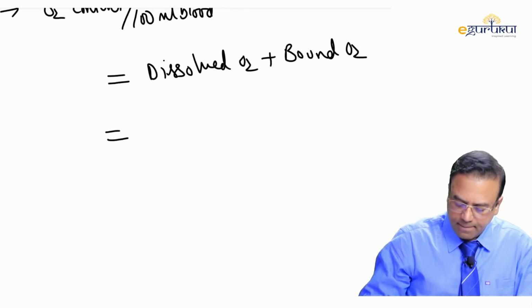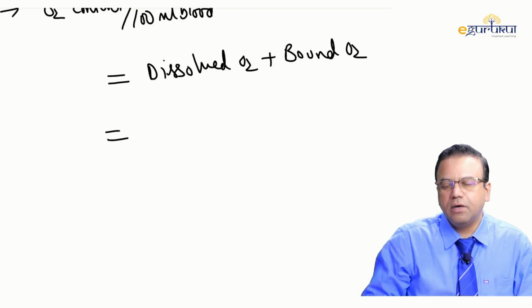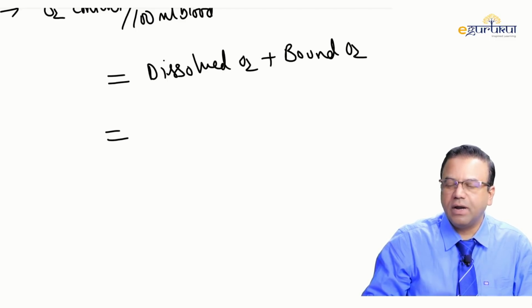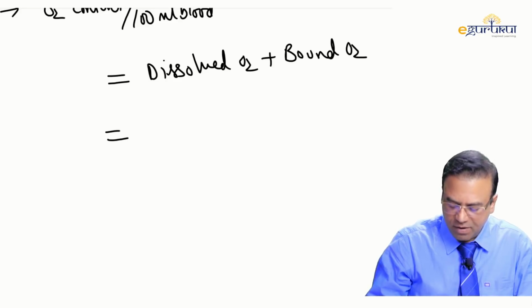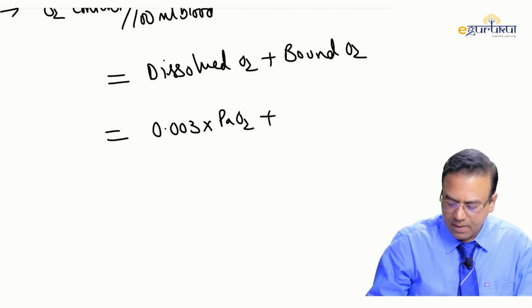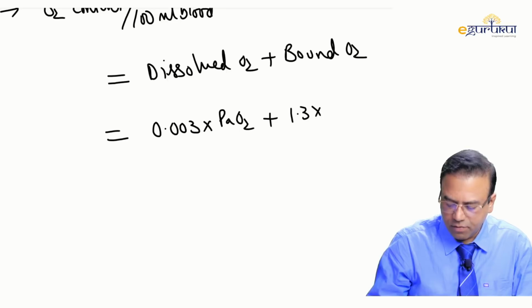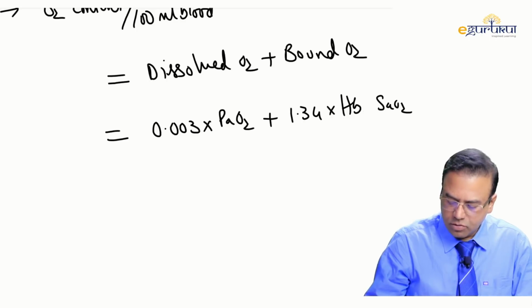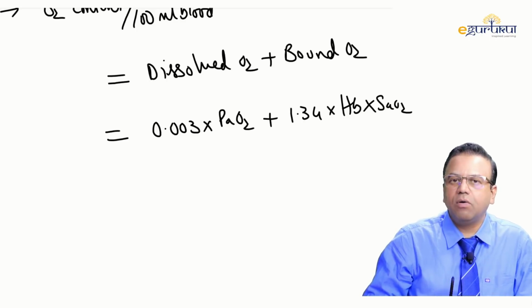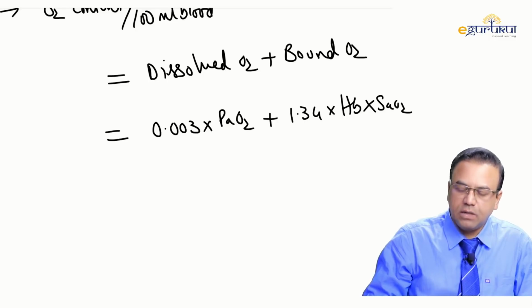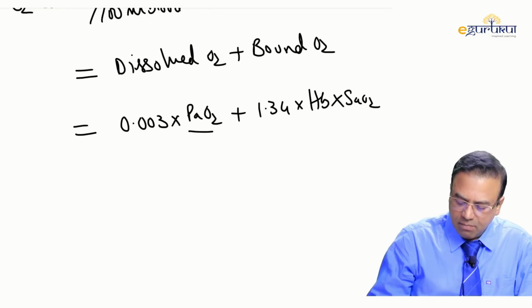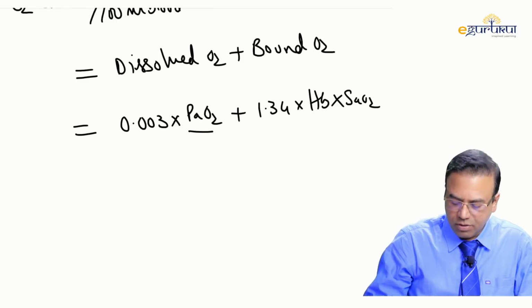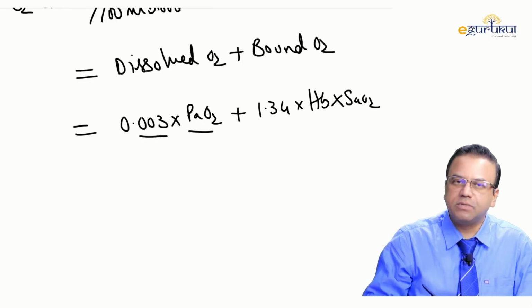What is dissolved oxygen? As I explained to you already, the partial pressure of arterial oxygen gives a good idea about how much is the dissolved oxygen, and this is the formula that we have. It is 0.003 ml per millimeter of mercury of PaO2 pressure, plus the bound oxygen, which is 1.34 times hemoglobin times saturation of hemoglobin. So this is a formula that gives us an idea about how much is the dissolved oxygen and how much is the bound oxygen. The important concept to understand in this is that however large the PaO2 may be, once you multiply it by 0.003, its value becomes negligible.